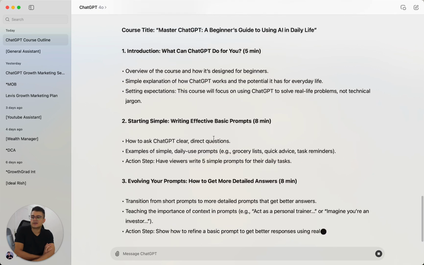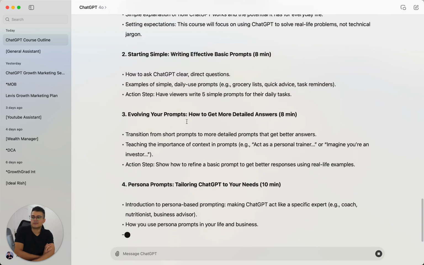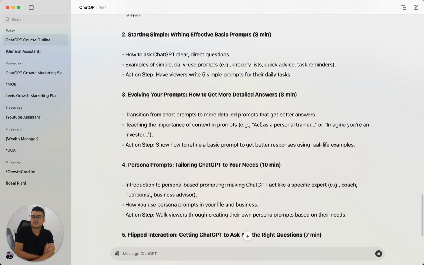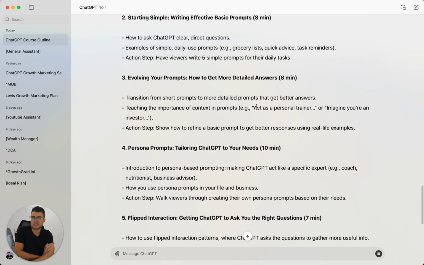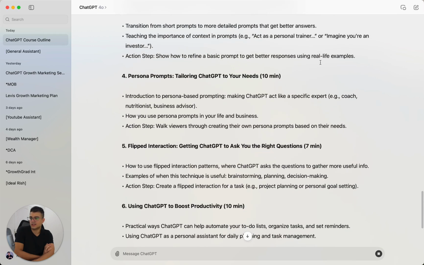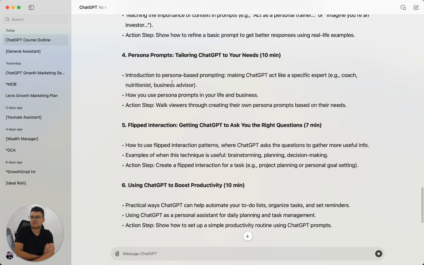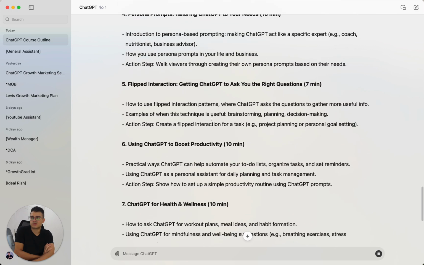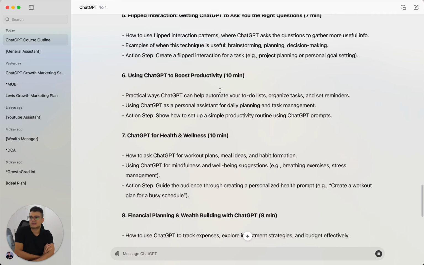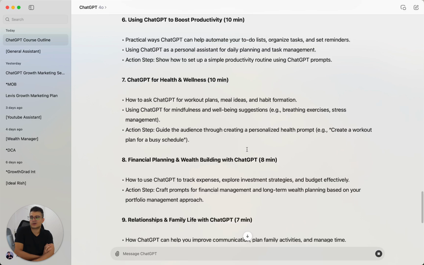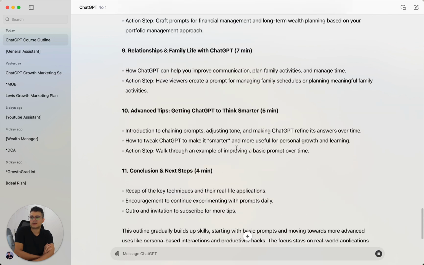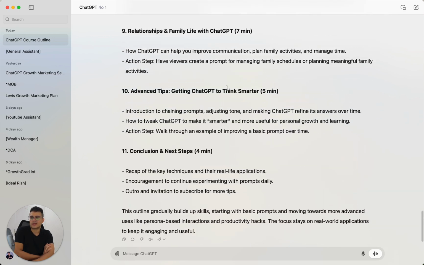And now it's creating the kinds of prompt patterns that I've spoken about, but in a more application-based way, like act as a personal trainer, imagine you're an investor, nutrition, business advice, flipped interaction where you ask ChatGPT to ask questions, using ChatGPT for productivity, for health and wellness, for wealth management, and then finally the advanced tips to think smarter.